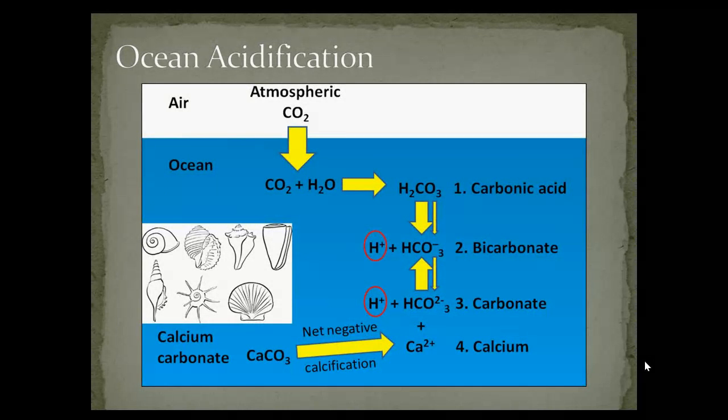So, think back to chemistry. Now, what is an acid? An acid has hydrogen ions floating in it. That's what you're measuring, how many hydrogen ions. So when the carbonic acid turns into bicarbonate, it releases a hydrogen ion, and that increases the acidity of the ocean. So, if you're looking at the pH scale, the number will go down.